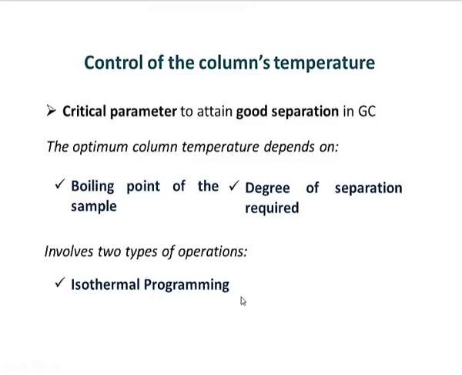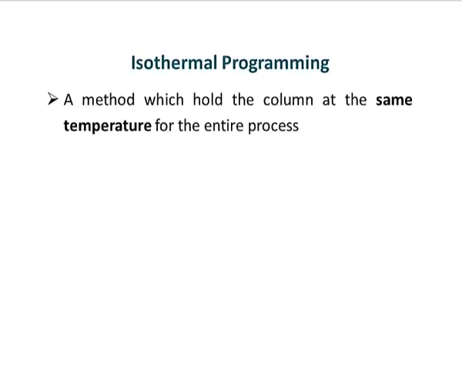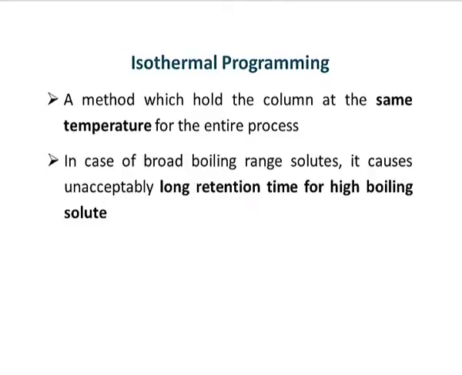As I was mentioning, there are two types of operations involved. You could have isothermal programming, and one can also have gradient temperature programming, which are again similar to what we saw when we said isocratic elution and gradient elution in the previous lectures. So, what happens in isothermal programming? It is a method which would hold the column at the same temperature for the entire process, and in case of broad boiling range solutes, this is not the ideal way to go about, because it would result in very long retention times for the whole programming.